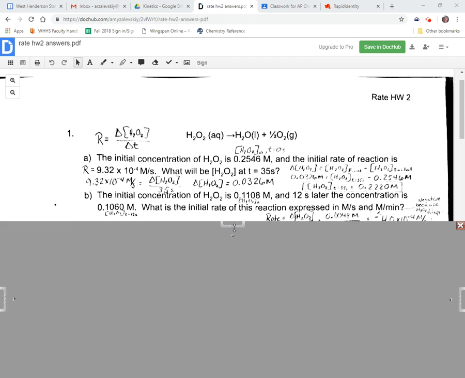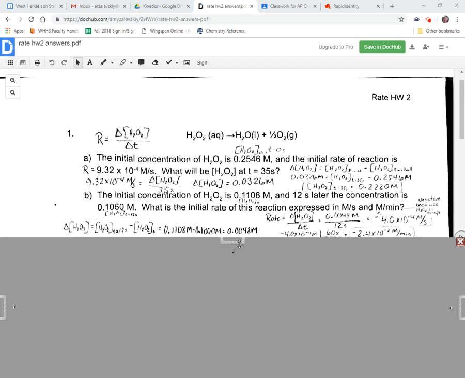All right, so then in part B, they give us an initial concentration and say 12 seconds later, and they give us another concentration. And they want to know what the rate of this reaction is. So again, I've got to use this general rate equation, that rate equals the change in concentration over the change in time. They give me enough information so that I can calculate my change in concentration. So that's my concentration at T equals 12 seconds minus my initial concentration, and I get 0.0048 molar. So plugging it into this equation, I know that it changed 0.0048 molar in 12 seconds. And so that's 4.0 times 10 to the negative 4 molarity per second.